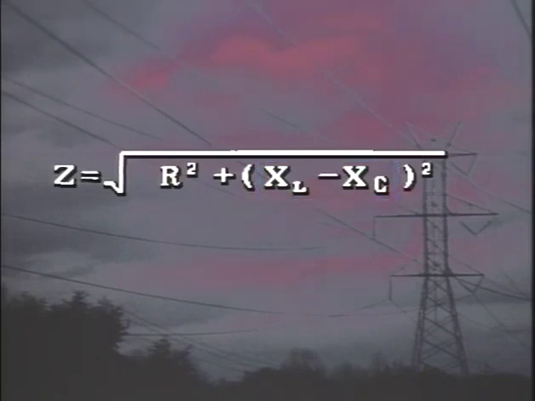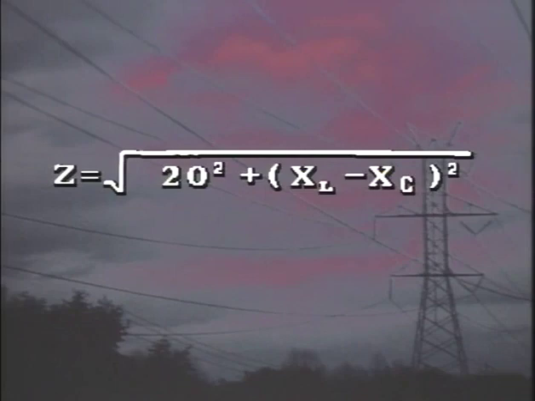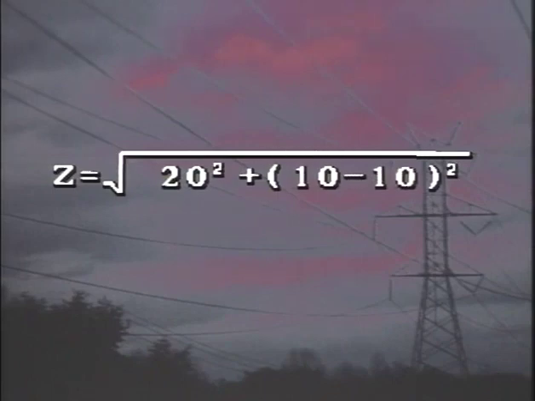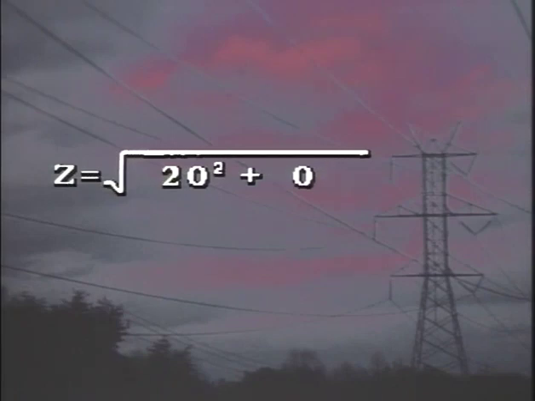For example, let's say R is equal to 20 ohms, X sub L equals 10 ohms, and X sub C equals 10 ohms. 10 minus 10 is 0. 0 squared is 0. 20 squared equals 400. 400 plus 0 is 400. The square root of 400 is 20, so Z equals 20 ohms. In a situation like this, where inductive reactance and capacitive reactance are equal, the circuit is said to be in resonance.